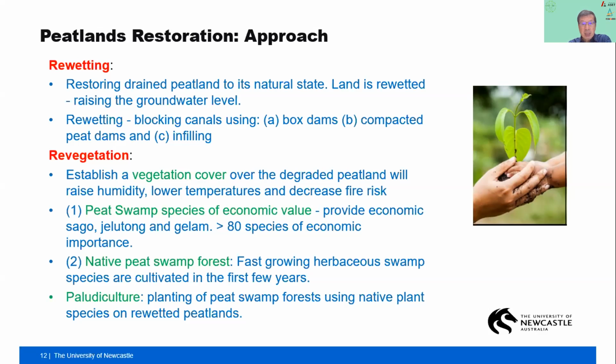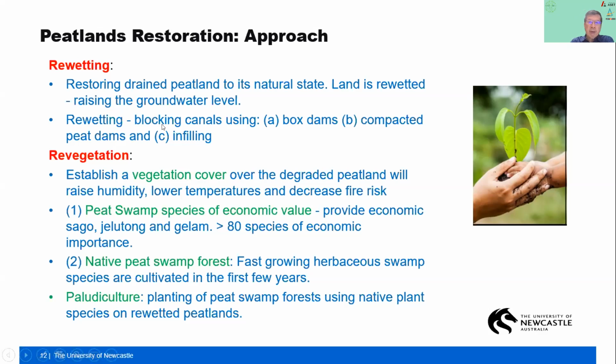Revegetation: the forests are burnt and replaced with economic crops like oil palm, and we need to revegetate them to something that is back to peatland forest. So establish a vegetation cover over the peatland to raise humidity, lower temperatures, and decrease the fire risk. So peat swamps, species of economic value. So we want the villagers' community to survive.